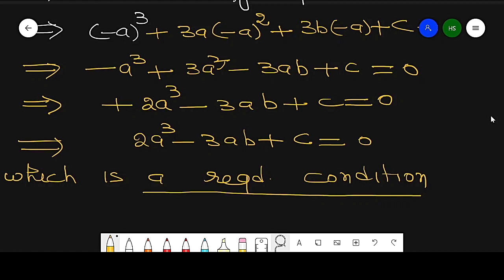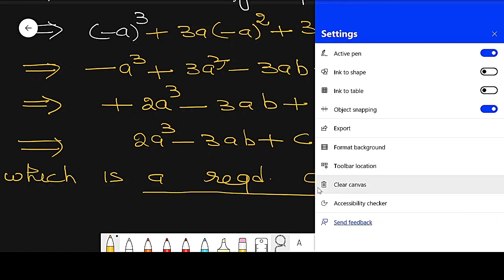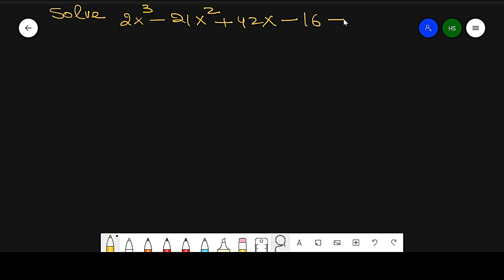Now here we handled the question if the roots are in AP. Now the second case is if the roots are in GP. Now solve the equation 2x cube minus 21x square plus 42x minus 16 equal to 0.